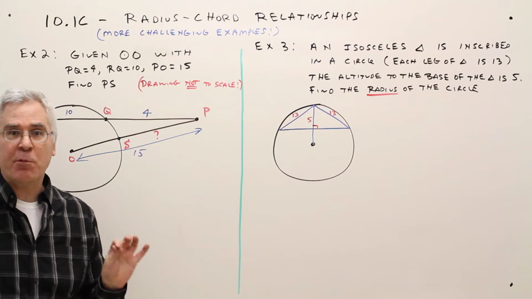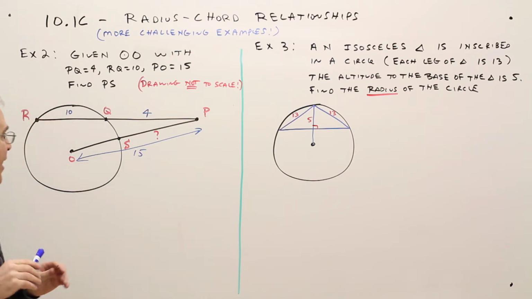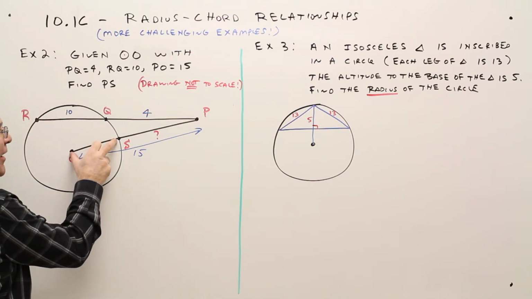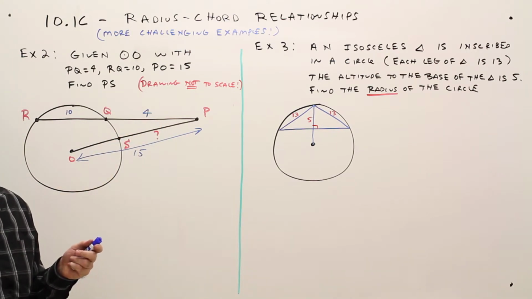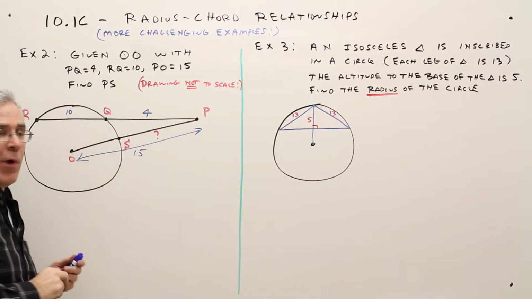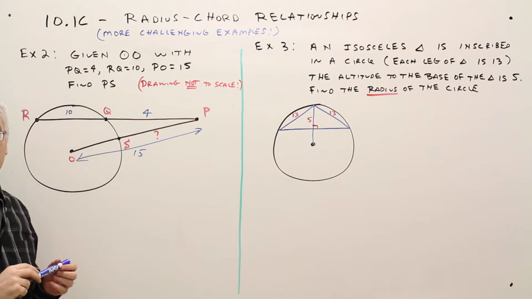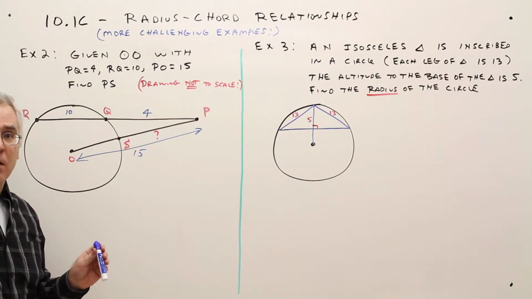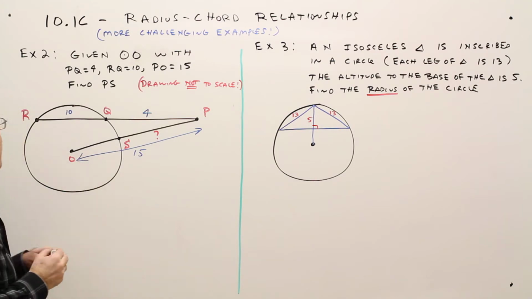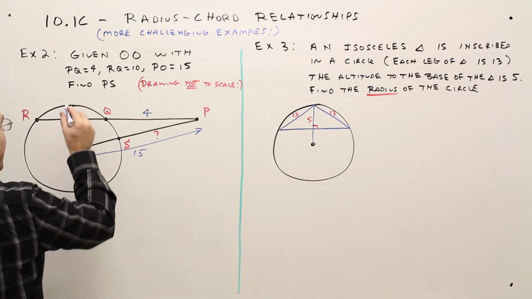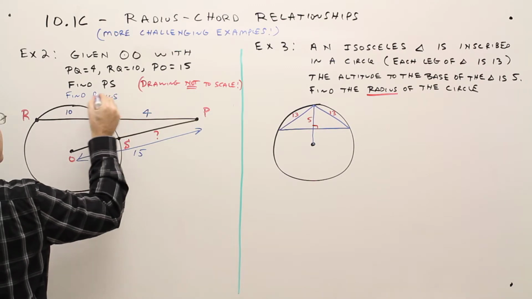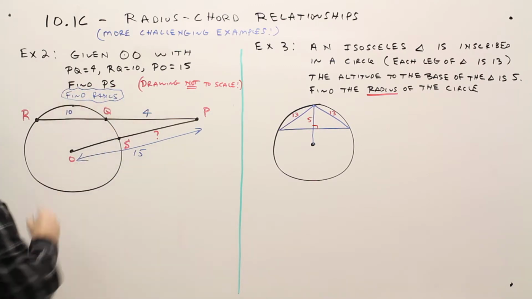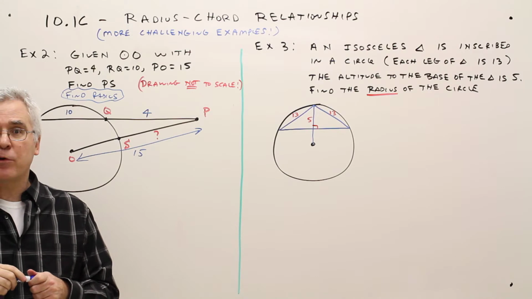Okay, so let's start with the end game. The end game would be, once I find OS, I can get PS by mere subtraction. Ooh, OS happens to be a radius. So if I could find the radius, I can solve this problem. So my game plan is really to find the radius. Okay, let's go about doing that.